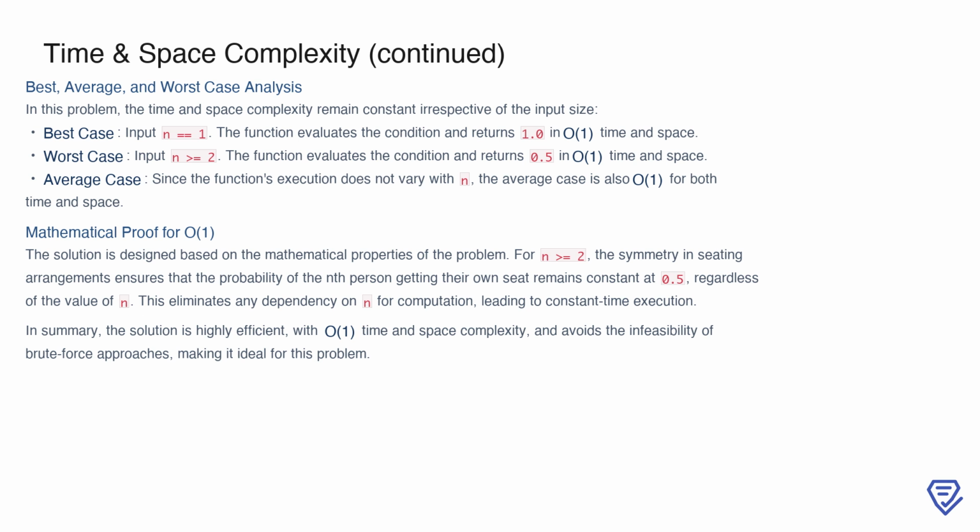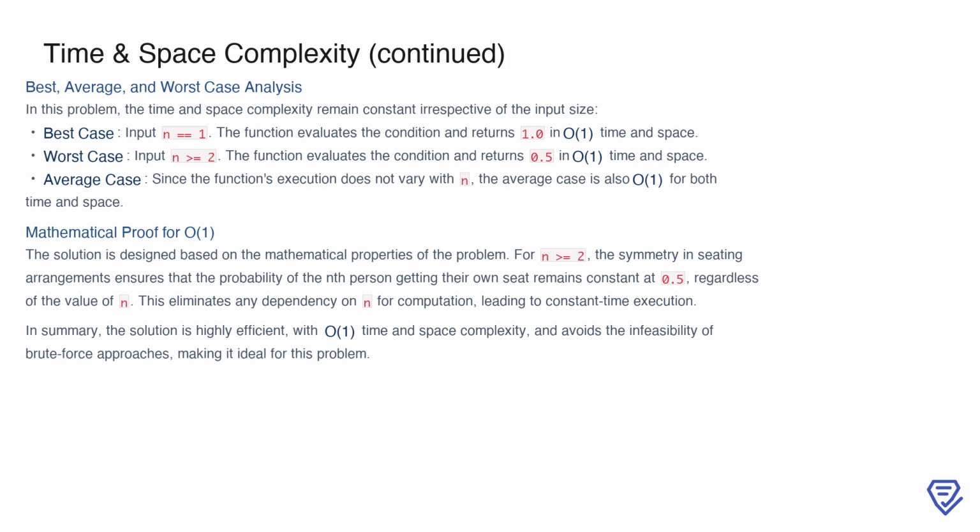Finally, let's break this down into best, average, and worst case scenarios. In all cases, the time and space complexity remain constant at O(1). In the best case, when n equals 1, the function evaluates the condition and immediately returns 1.0. In the worst case, for n equals 2, the function evaluates the condition and returns 0.5. Even in the average case, the execution is unaffected by the size of n, as the computation is always constant.